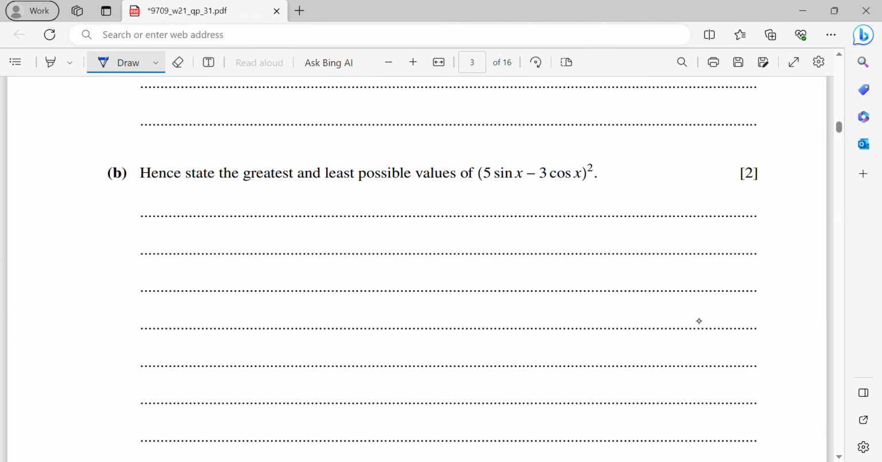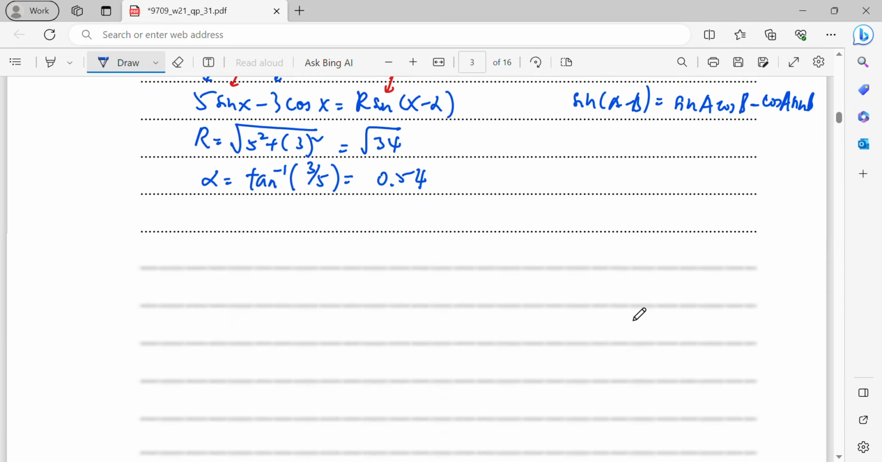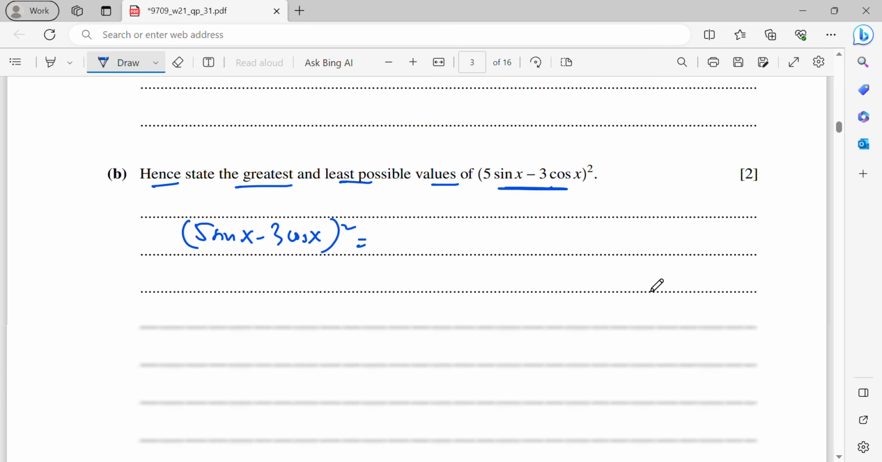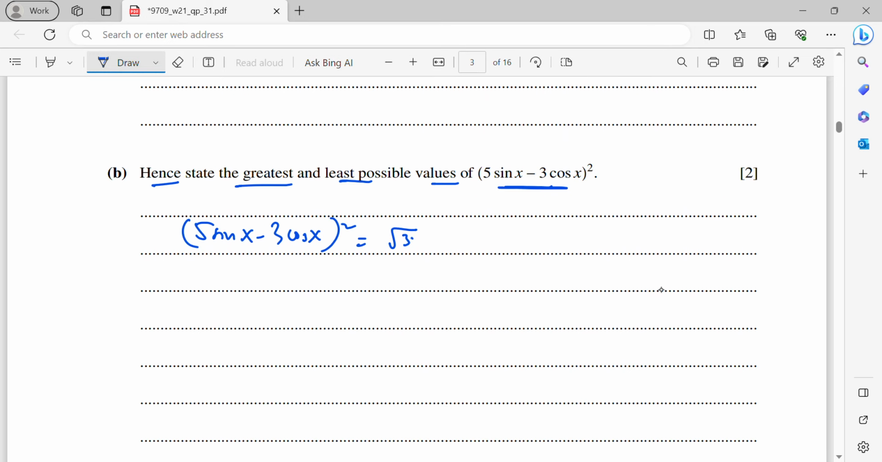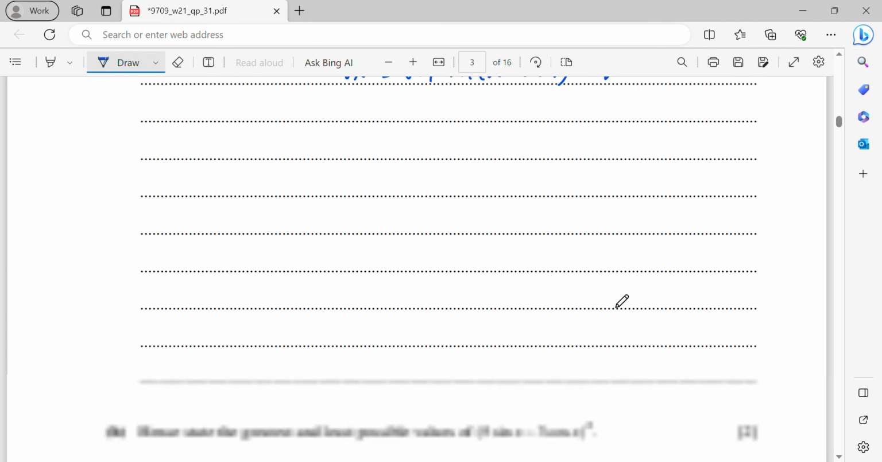Now, hence means use the previous answer. State the greatest and least possible value of the square of the previous expression. So now, (5 sin x minus 3 cos x) squared is basically the square of this, right? So, square root 34 sin(x minus 0.54).